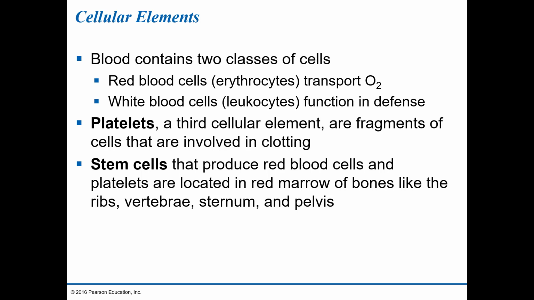Platelets are a third cellular element, and they're just pieces of cells, and they help with clotting. So if we don't have enough platelets, you might be a hemophiliac, and you cannot clot when you cut yourself, and so you bleed and bleed because your platelets aren't acting properly. Stem cells that produce red blood cells and platelets are located in the red marrow of our bones.